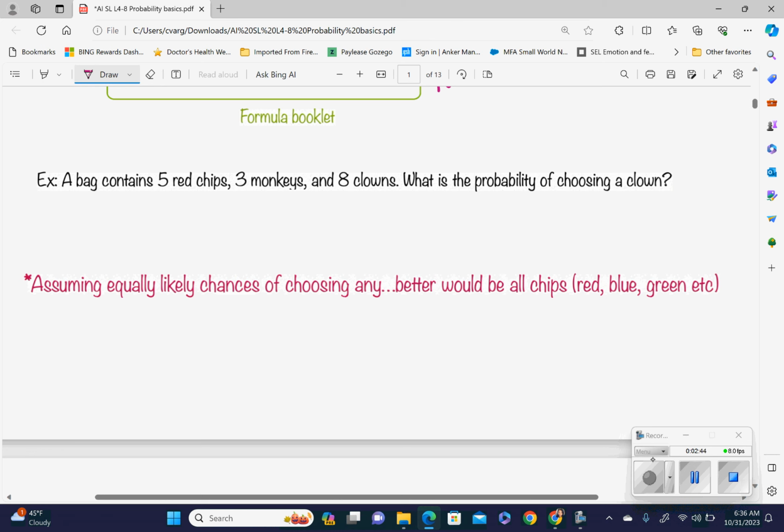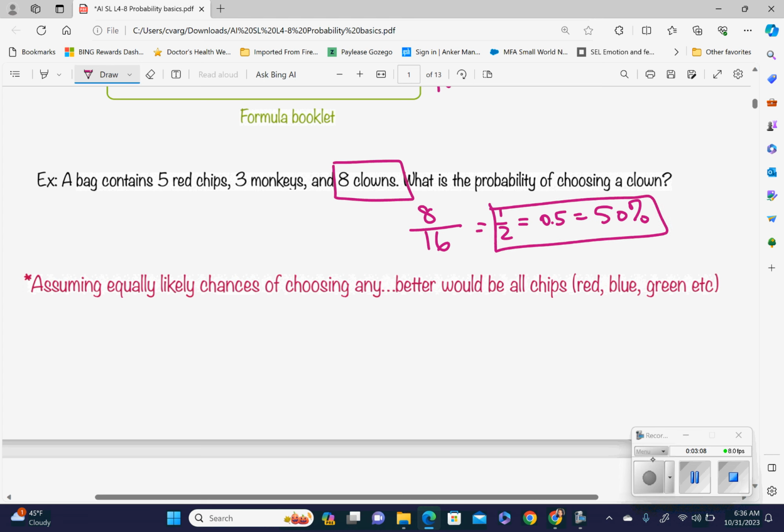And we'll do a couple of examples just to make sure that you understand. So a bag contains 5 red chips, 3 monkeys, and 8 clowns. Interesting bag. What is the probability of choosing a clown, right? So how many clowns are there? There are 8 clowns out of how many altogether? So if you add them up, that's going to be 16. So the probability is going to be 1/2. You can also write it as 0.5 or 50%, right? All of them are exactly the same thing. So these 3 are acceptable answers for this question. Usually you'll see it as a decimal, 0.5. You have to worry about rounding, but okay.